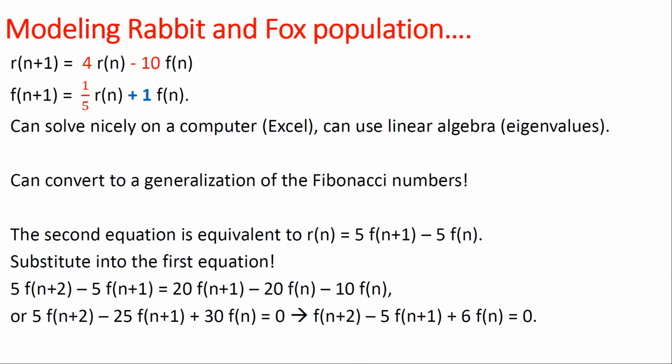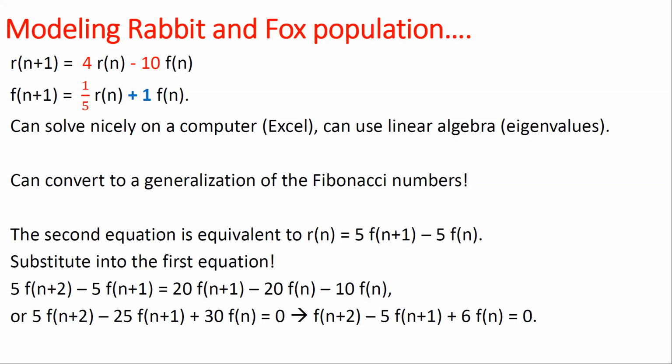And now I go back to the first equation, and every place where I see an R, I can replace it with a difference of 2x. When I plug that in, I'll get R_{n+1}, so it'll be 5F_{n+2} minus 5F_{n+1}, and that's the start over here. And then the next one is equal to 4 times R_n, so it's 4 times 5, that's going to be 20F_{n+1} minus 20F_n minus 10F_n. And now I have an equation that only involves F.